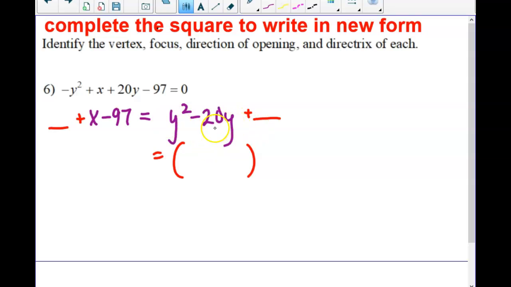What's happening over here? We take half of this and get y minus 10, which if you multiplied y minus 10 times y minus 10, you'd get y squared minus 20y plus 10 times 10 is 100. If we add that to that side, we got to add it to the other side. So what do we have over there now? An x plus a 3.